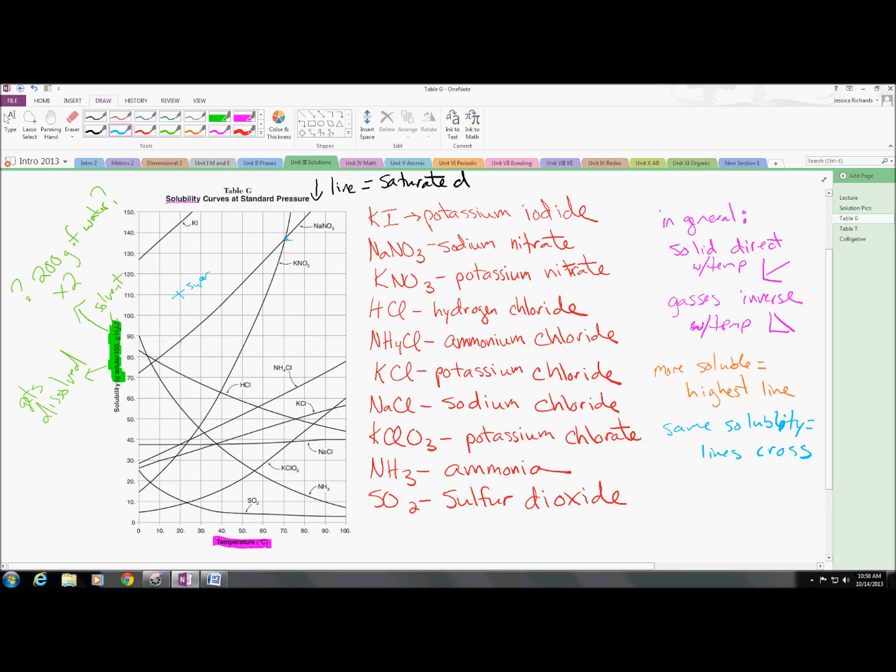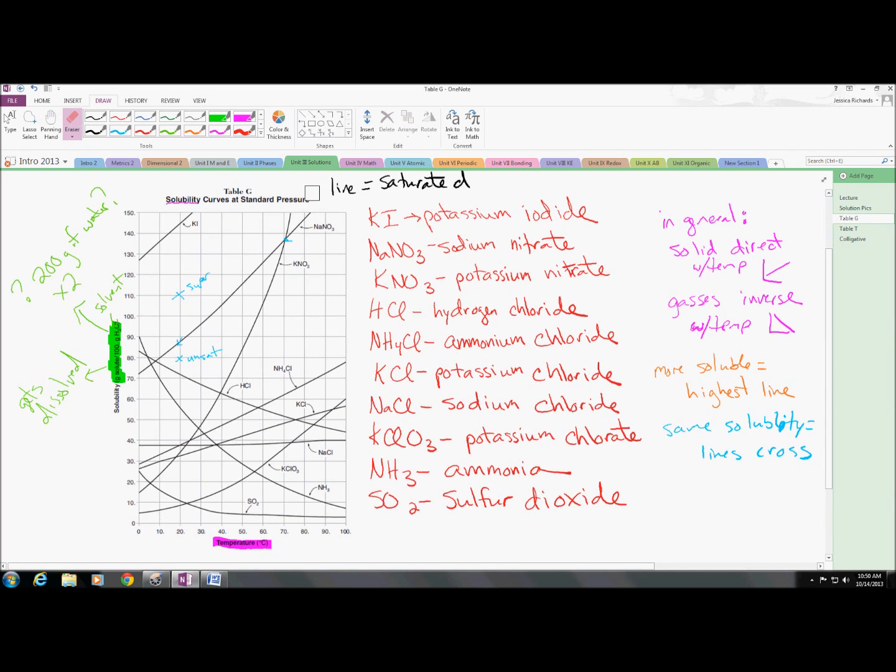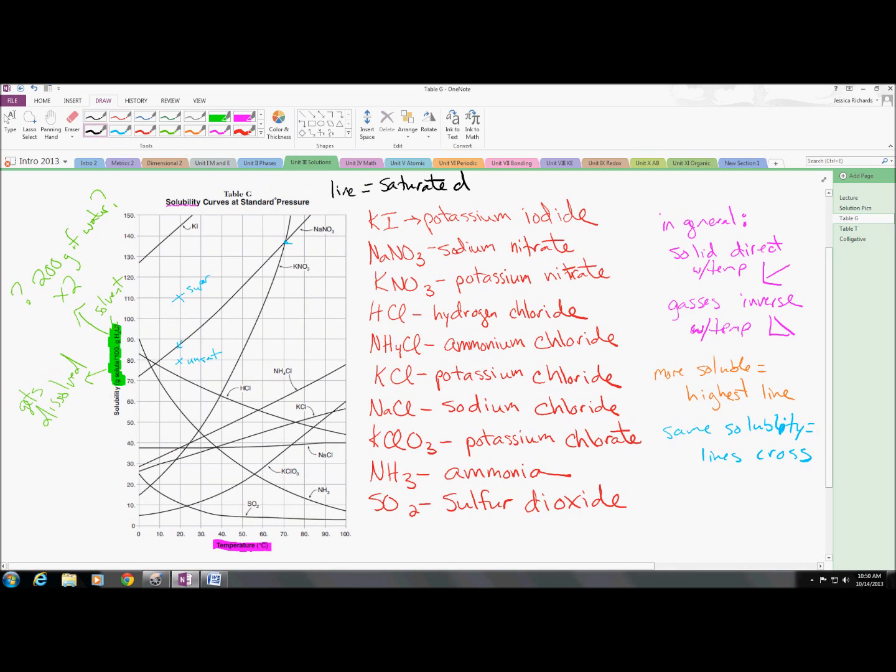If they match up exactly on the line, if it says it's 88 at 20 degrees Celsius, then I have a saturated solution. And if I only added 80 grams at 20 degrees Celsius and I'm below the line, it's going to be unsaturated solution. So remember that the line itself is saturated. So if you're on the line, it's saturated. If you match up and you're above the line, you're supersaturated. And if they match up and you're below the line, it is unsaturated.